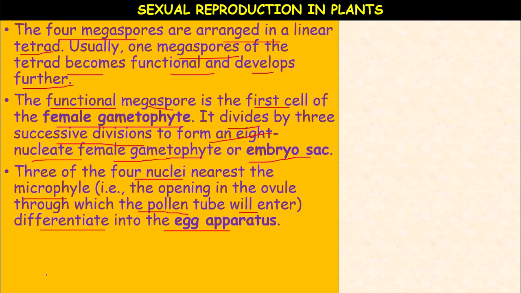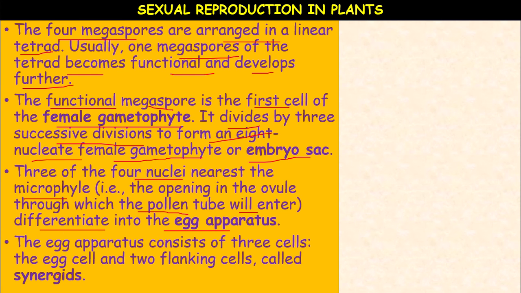functional megagametophyte or functional megaspore. The functional megaspore is the first cell of the female gametophyte. The nucleus of the megaspore divides into 2, 4 and finally 8 daughter nuclei. So, as I told you, 3 of the 4 nuclei nearest to the micropyle will differentiate into the egg apparatus.